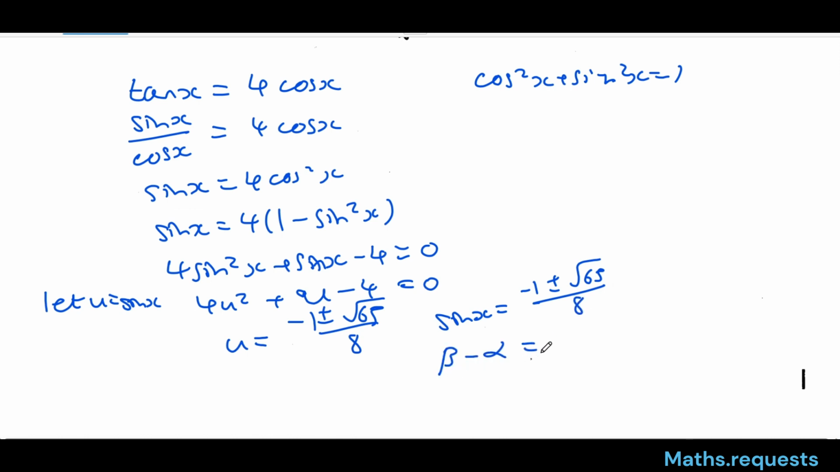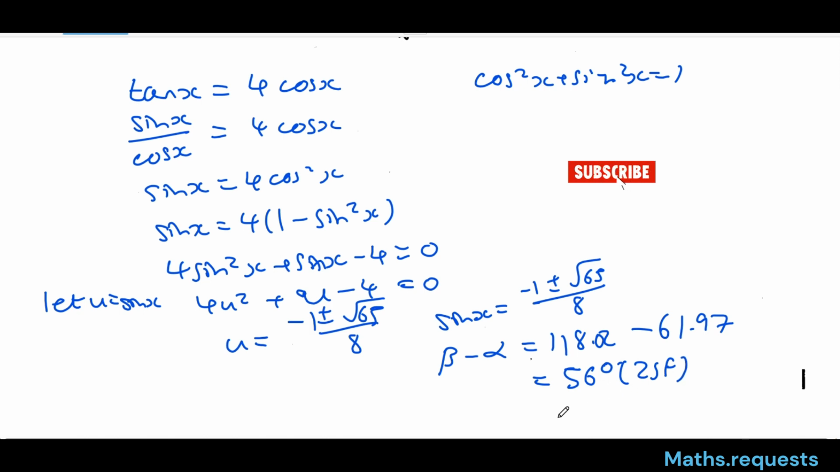Therefore, beta minus alpha equals 118.02 minus 61.97, which is 56 degrees to 2 significant figures.